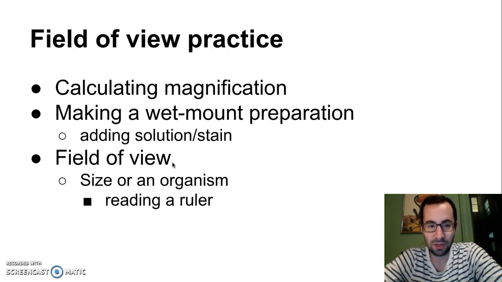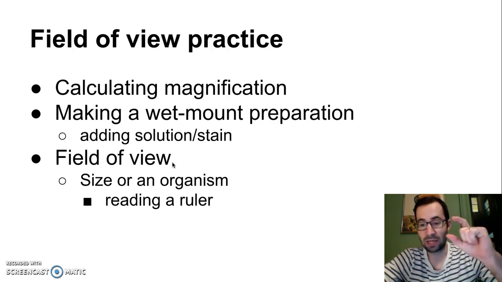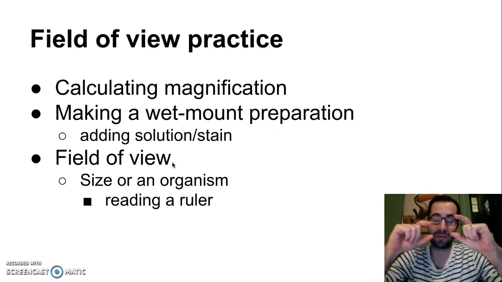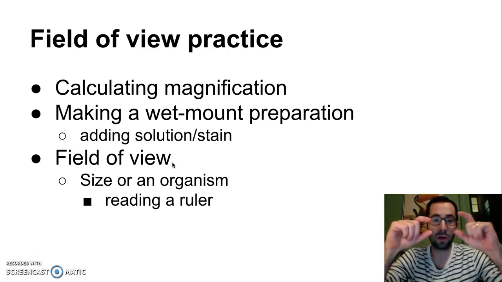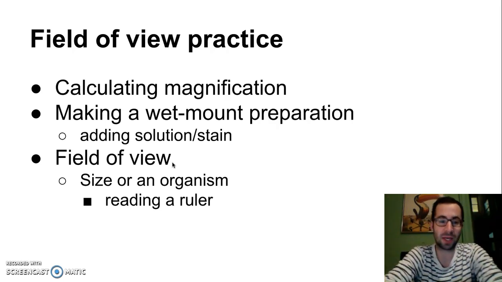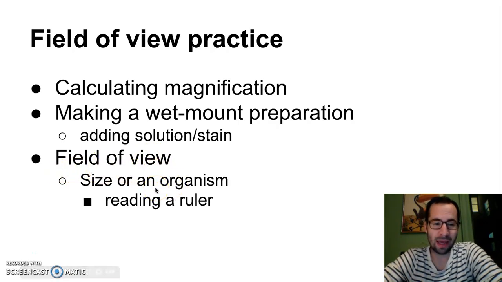So what are some things you're going to have to do for me in your verbal quiz? Well, you're going to have to calculate magnification. You're going to have to know how to do that. So if you have an ocular lens of 10 and an objective lens of 4, 10 times 4 would be 40 times magnification. You have to explain to me how to make a wet mount preparation, how to add something to it once you've made it, and also how to calculate the field of view, which includes knowing how to read a ruler and calculating the size of a particular organism.